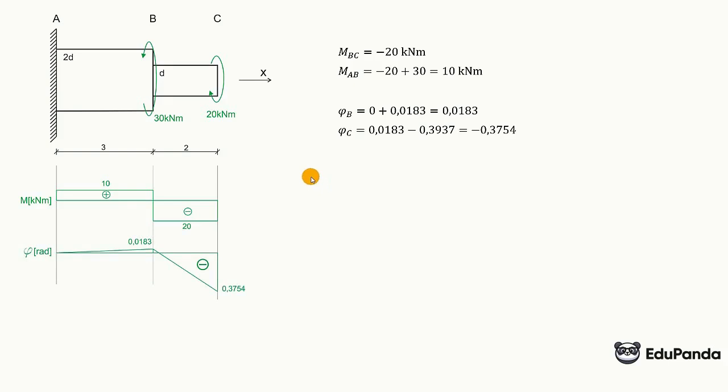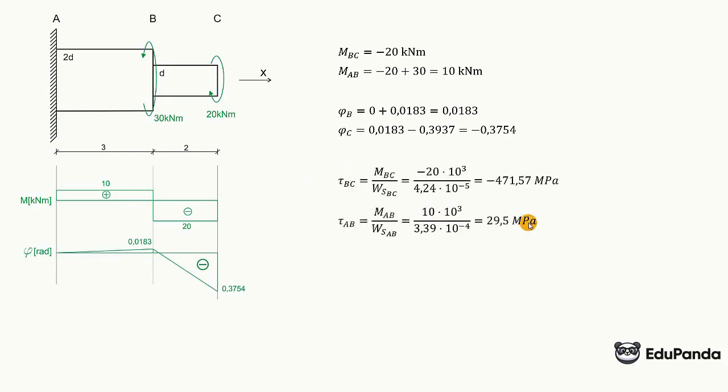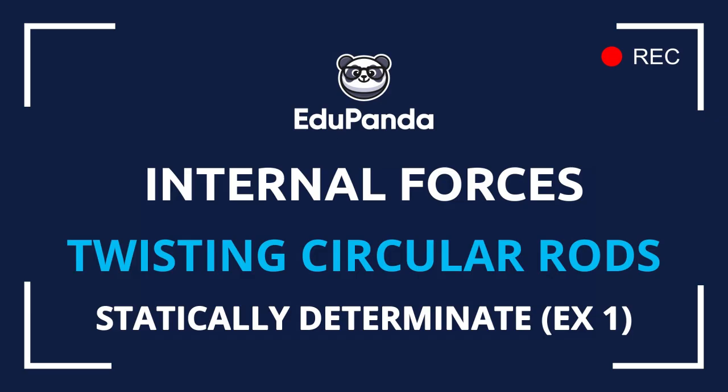We connect linearly. And we have the shear stresses left, which on section AB is positive 29.5, and on section BC, negative 471.57. These are constant values, which is how the diagrams look. And that's it. It seems to me that the basics of twisting are not difficult.